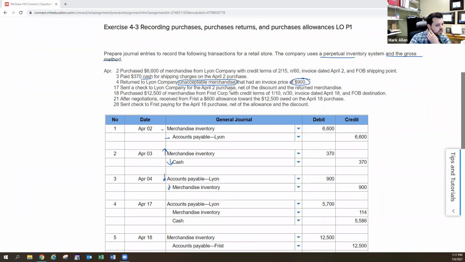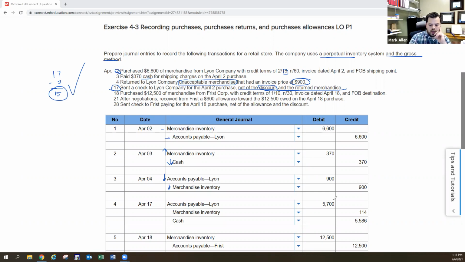On the 17th, we sent a check to Lion for the April 2nd purchase. Notice net of the discount and the return merchandise. So you say net of the discount, how is it net of the discount? Well, the purchase occurred on the 2nd. We had 15 days to pay for the discount, and this is the 17th. 17 minus 2, that's 15. So we are paying on the 15th day. So that works. So we do get the discount.